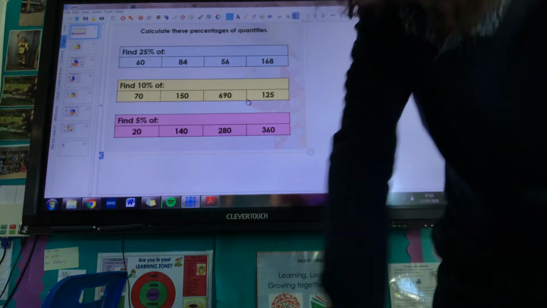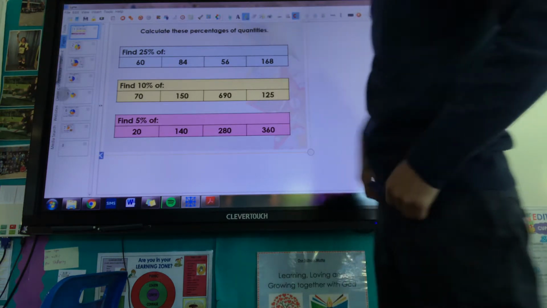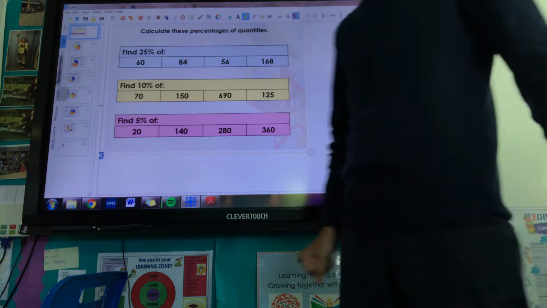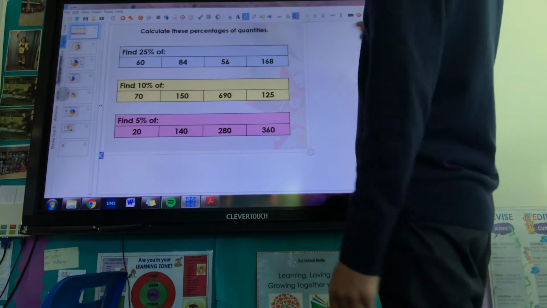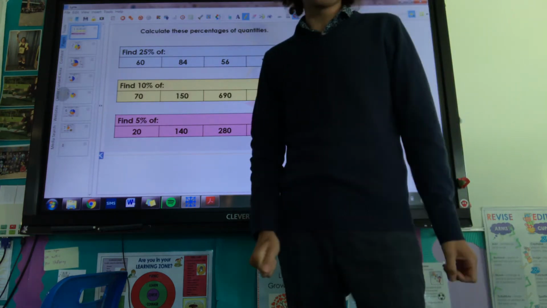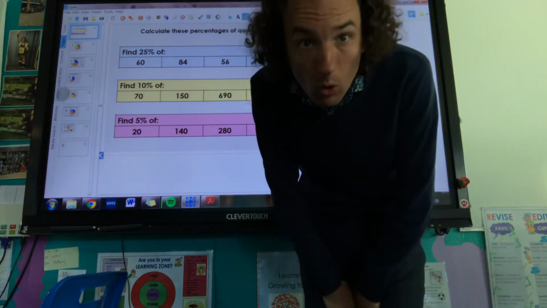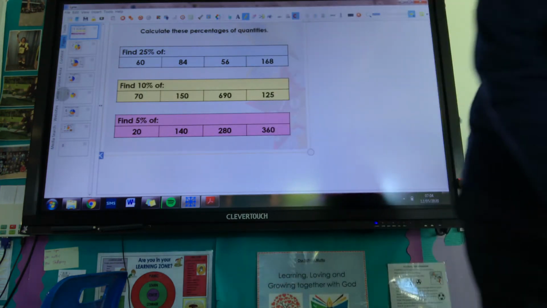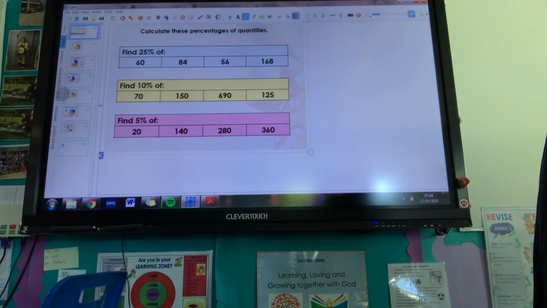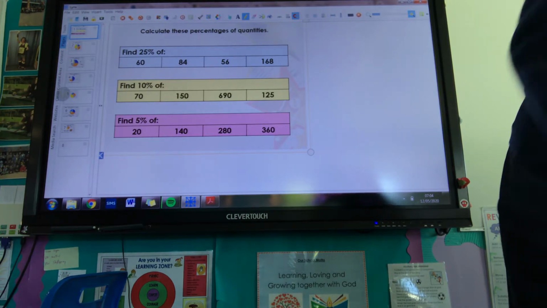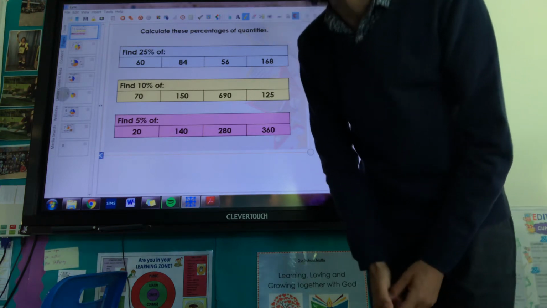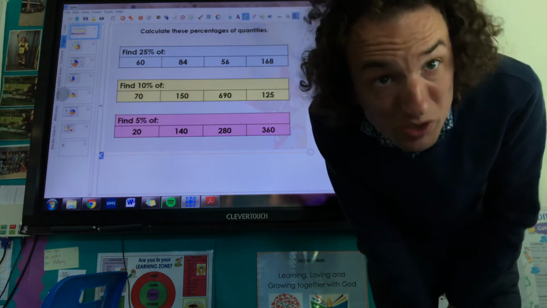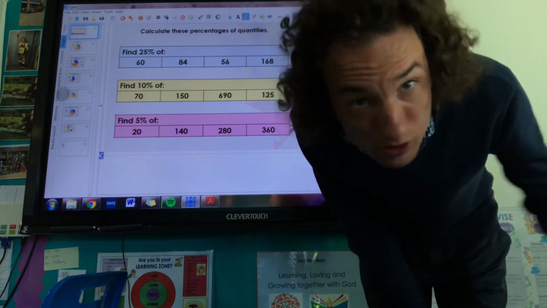Okay, gang. So calculating percentages. Find 25% of 60. Now, I'm going to use a bar model for this. To do the bar model for this, we need to remember what 25% is the same as. Now, you haven't got the Mrs. Dan cards at home, but I have them here. Can I find the right one I'm looking for? Can't find it right now, but if I could, it would tell me that 25% is the same as a quarter, because there's 4 25s in 100, a quarter.